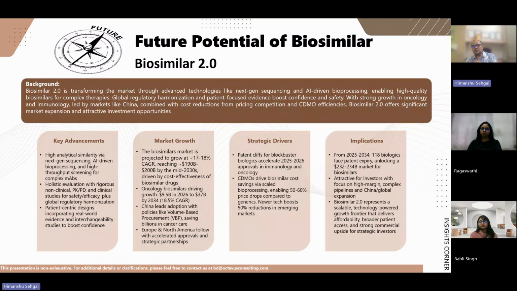So these CDMO services, obviously, because they have their own facility, a volume-based system is there. So hence, I would say, in my view, this has been one of the biggest drivers, right? In terms of implication, there are 180 biologics which are facing patent expiry, which includes the biggest blockbuster, Keytruda.